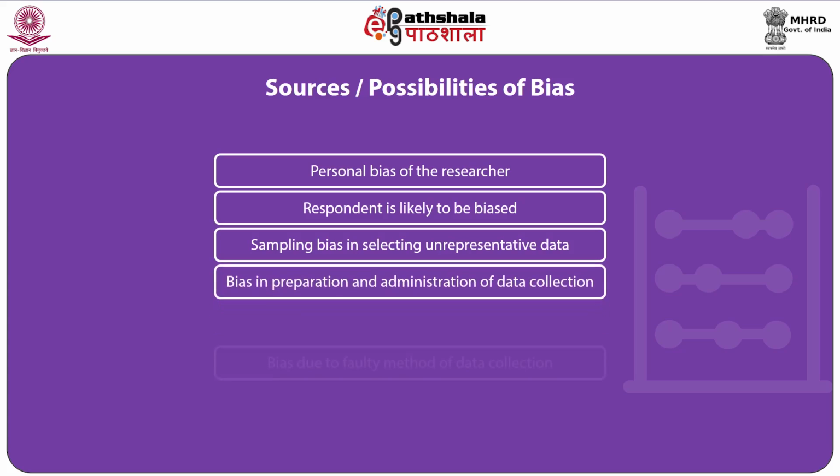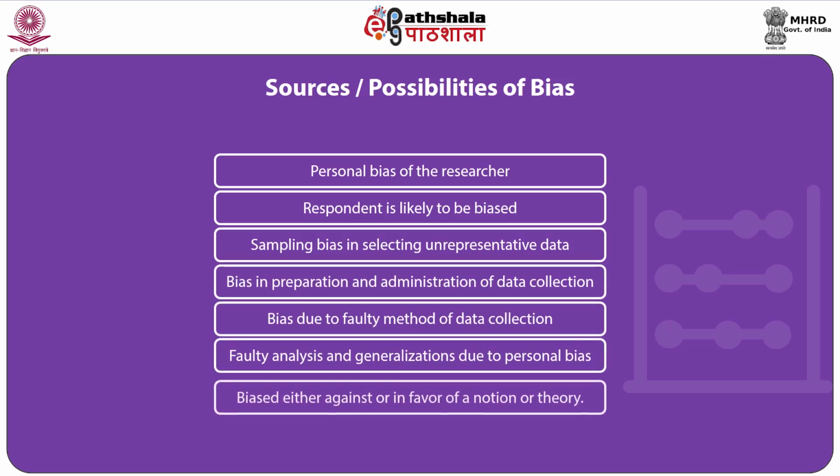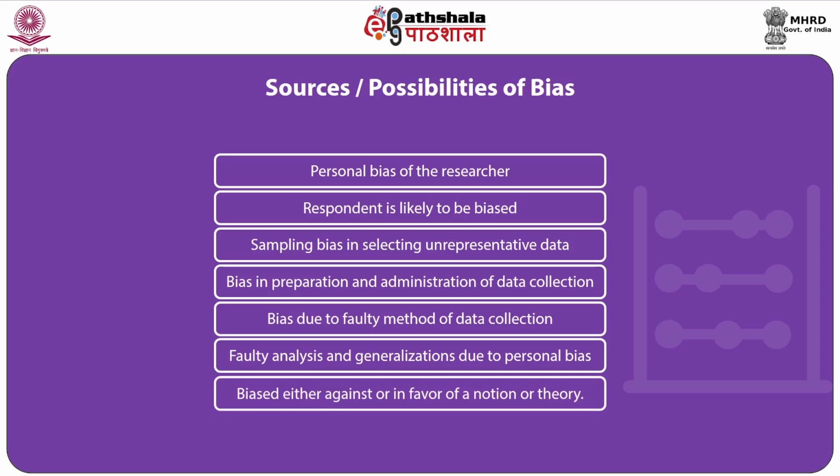Personal bias of the researcher in approaching the problem is the main one that arises. Next, the respondent is likely to be biased in providing information. Thirdly, sampling bias in selecting unrepresentative data. Then bias in the preparation and administration of the data collection instrument, like preparation of a questionnaire or interview schedule, and bias due to faulty methods of data collection, and the data itself may be biased. At times faulty analysis and generalizations due to personal bias are also likely to occur, and the aptitude and attitude of the researcher may be biased either against or in favor of a notion or a theory.